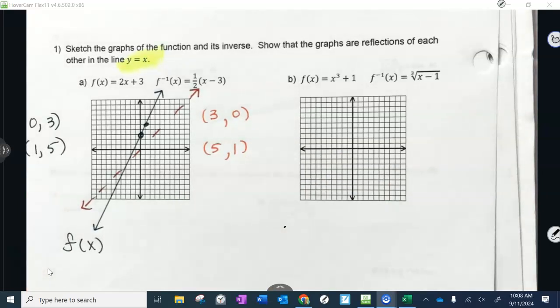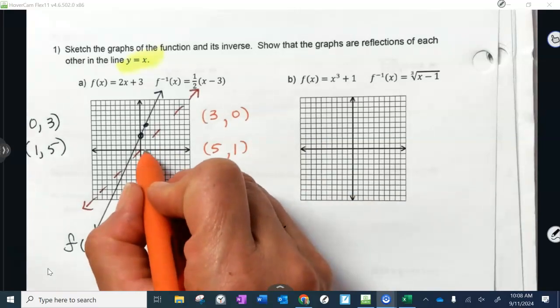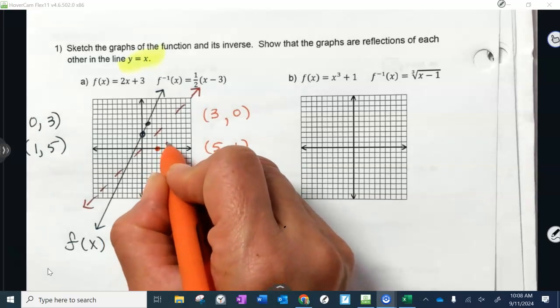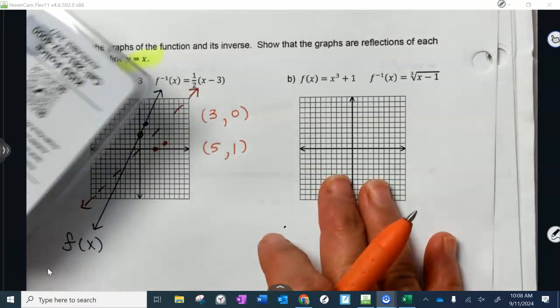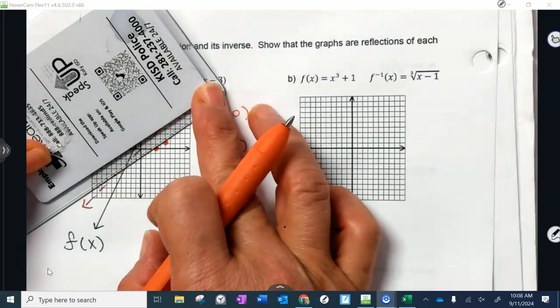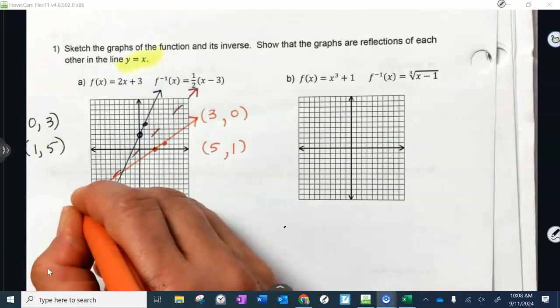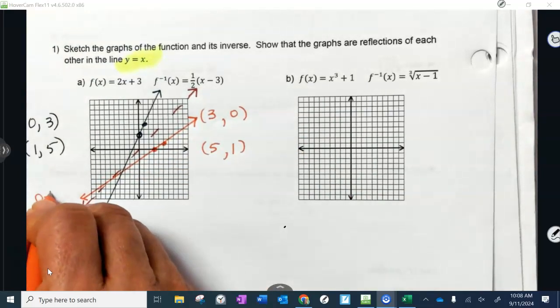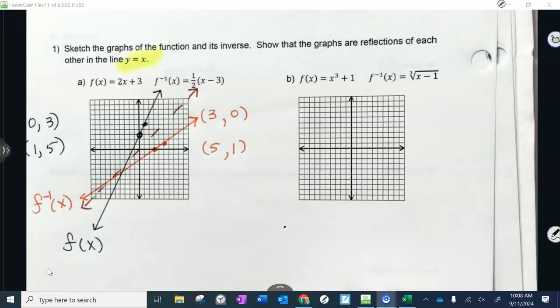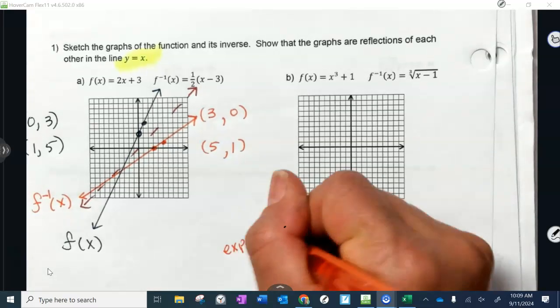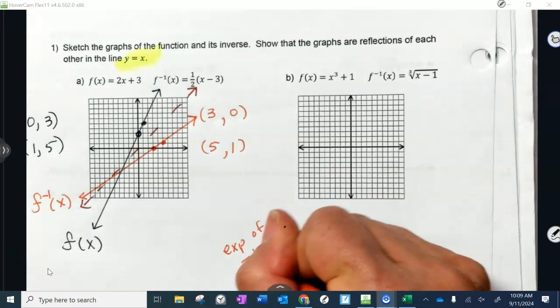So I am going to plot those and connect those. So 3, 0, 1, 2, 3 is right here. 5, 1 is right here. And y'all, that's going to be the inverse line. This is f to the negative first power, which means inverse. Anytime you see anything in math that has an exponent of a negative 1, that means inverse.